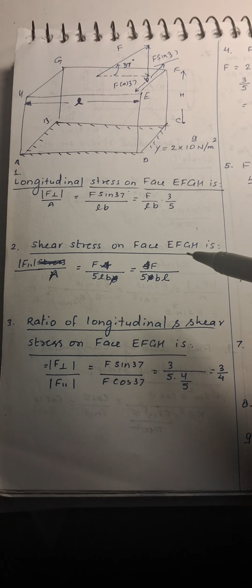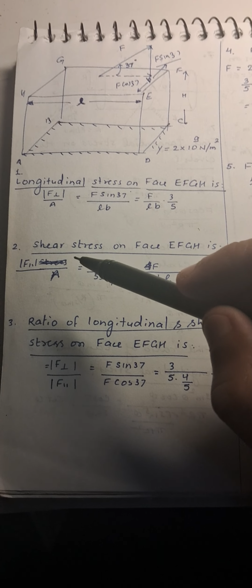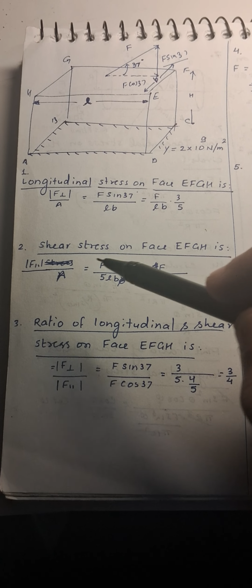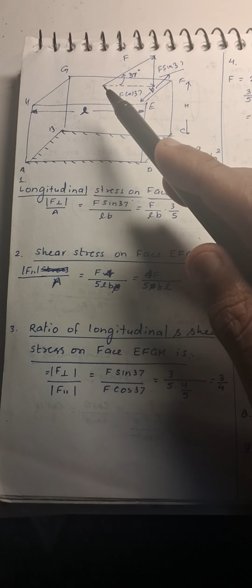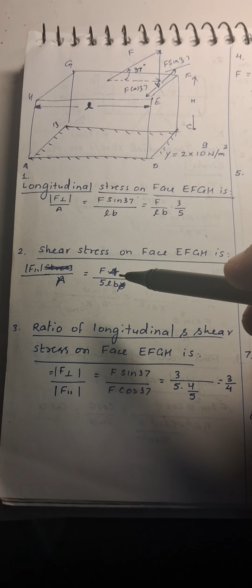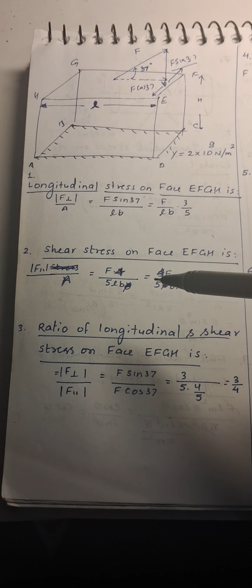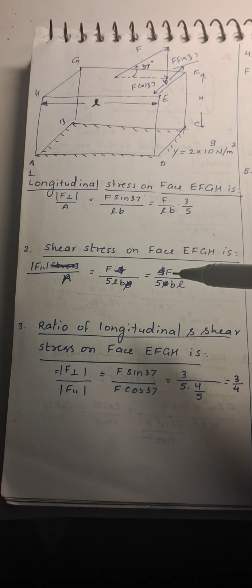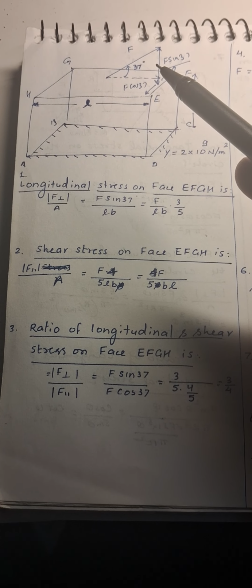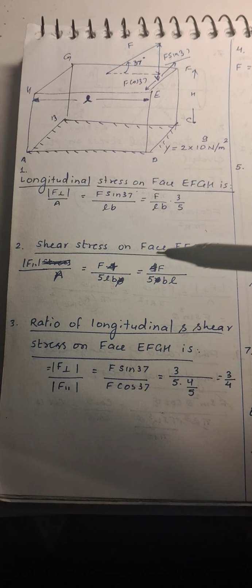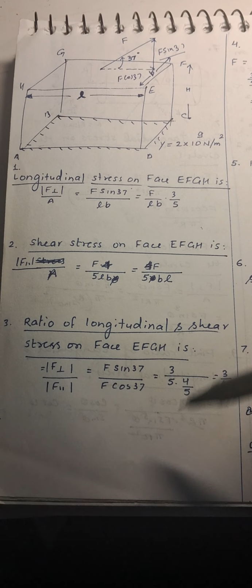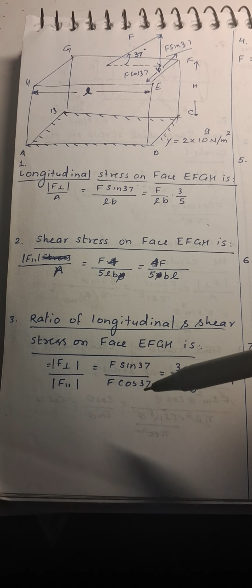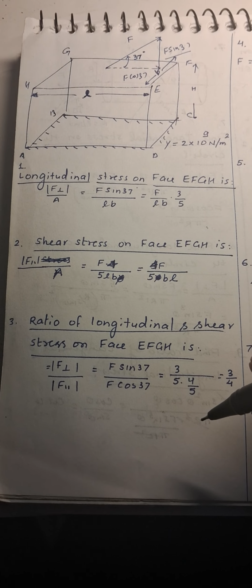Second is shear stress on face EFGH. So for shear stress, we need to take the parallel component of force, which is along the surface. So here force along the surface is F cos theta. So cos 37 is 4 by 5. So we have 4 by 5 F by BL as the shear stress on the face EFGH. Then in another question we need to find the ratio. So from here you can calculate the ratio as it will be equal to sin 37 by cos 37. Substituting the value we have 3 by 4.